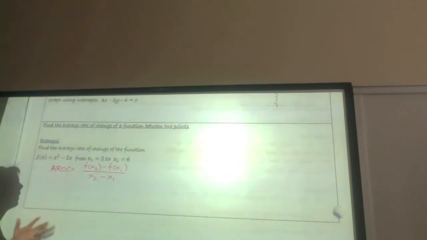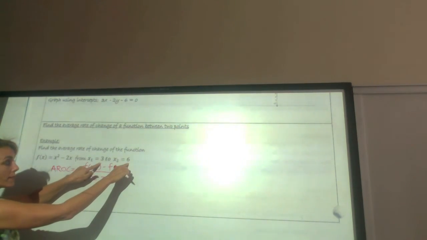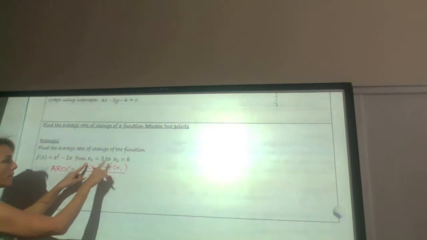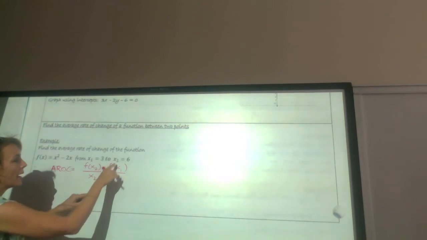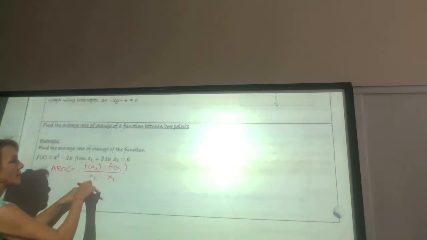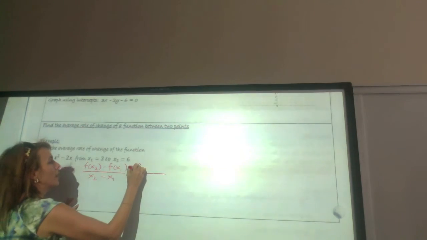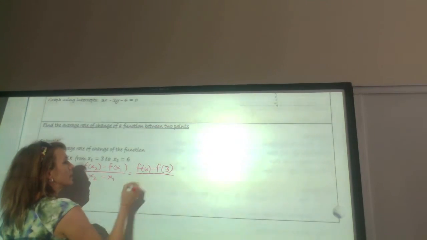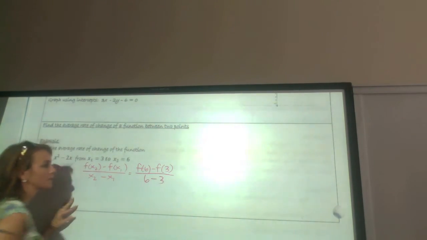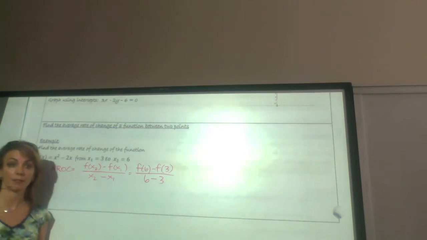Okay, so what do I know? Looking at what I'm given, x1 and x2 are 3 and 6. So what I'm going to do is come to my formula and substitute. Anytime I see an x1, I'm going to substitute in 3. And anytime I see an x2, I'm going to substitute in 6. So this would be f of 6 minus f of 3, divided by 6 minus 3. All right, so I'm getting closer. I can tell you what the denominator is right now, right?